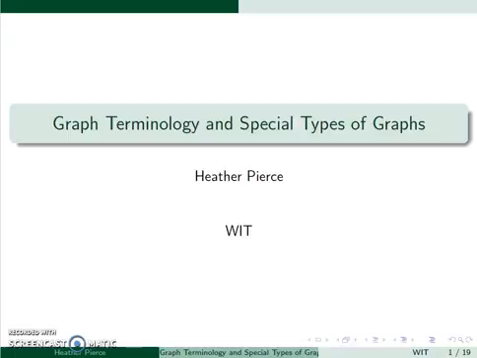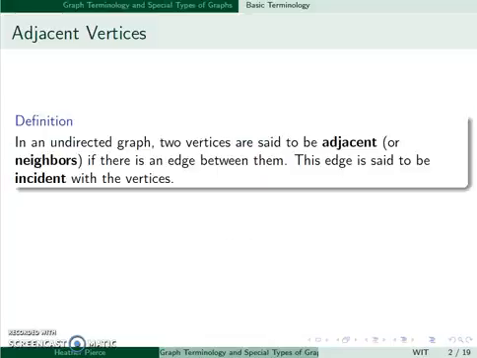We'll now talk about graph terminology and special graphs. So if we have an undirected graph, we say two neighbors are adjacent if there's an edge between them. The edge is said to be incident with the vertices. So any vertices that are connected by an edge are adjacent, also known as neighbors, and then the edge is said to be incident.